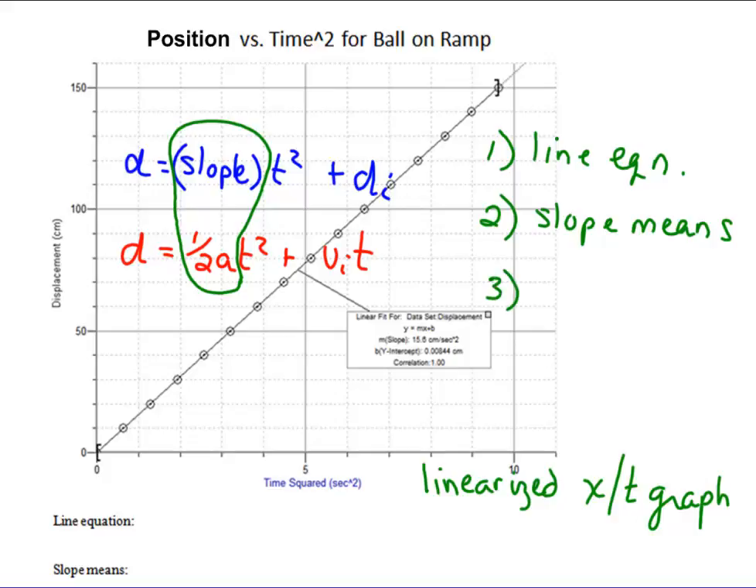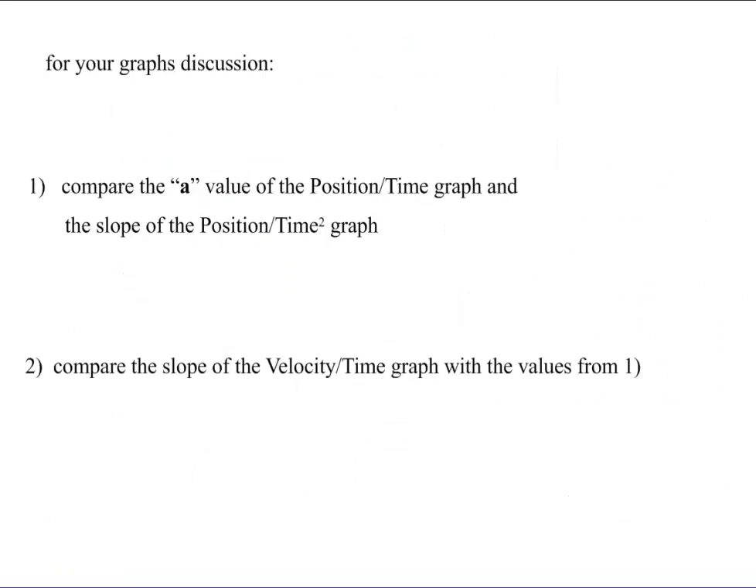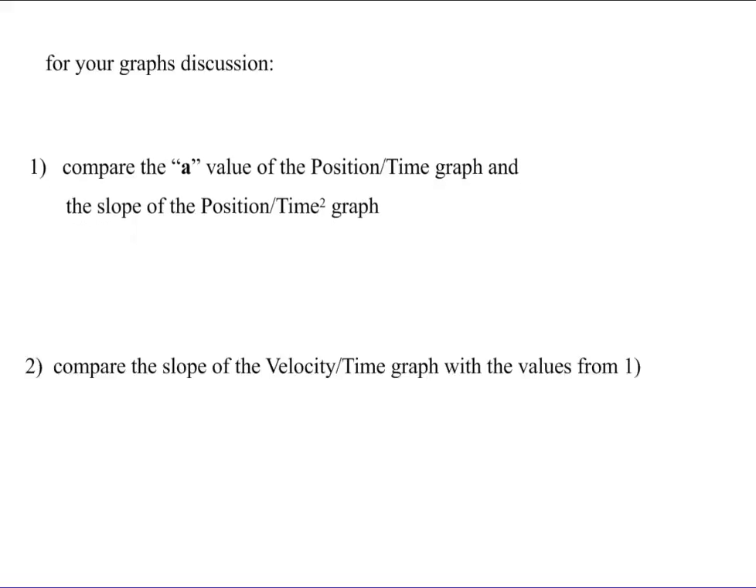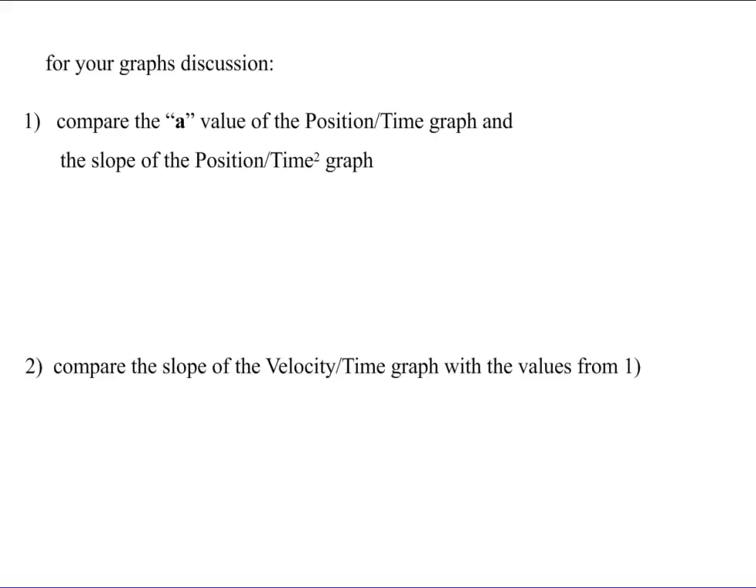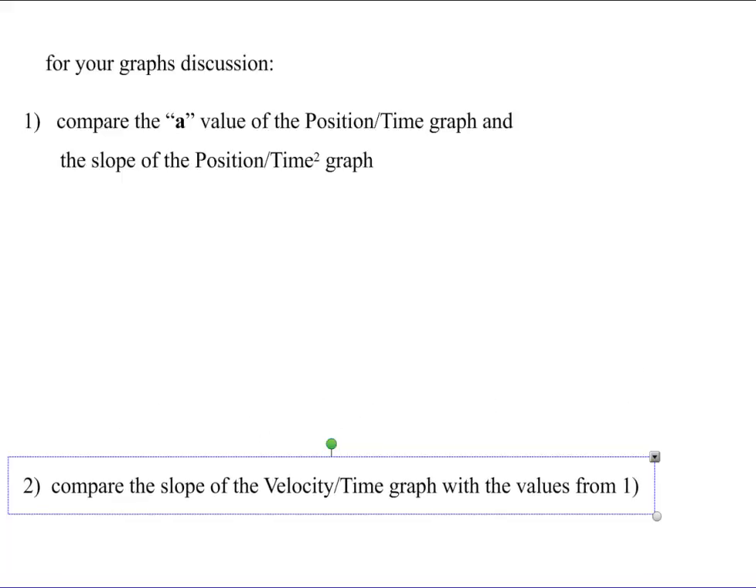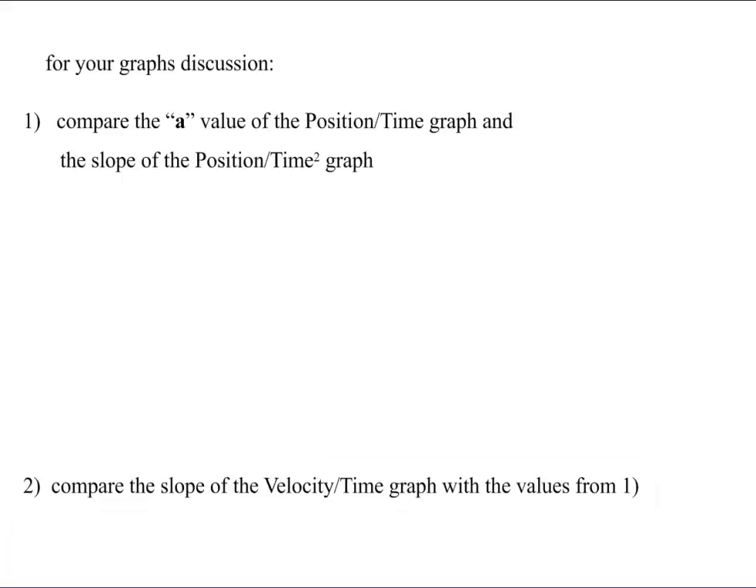Third thing to do on this graph is to identify what the y-intercept should be. Again, if we look at this graph, it looks like it's going pretty darn close to 0. So if the y-intercept should be 0, what does that mean that you get to do? Again, you're right. It means that you have to do a 5% check on this graph. In discussing your graphs, first of all, after you've done all the things we just talked about for the graphs, compare the a value of your position time graph to the slope of the position time squared graph. We just identified what this is.